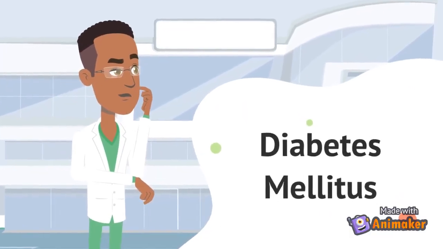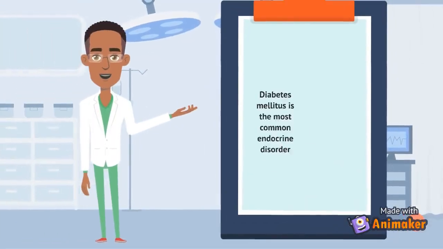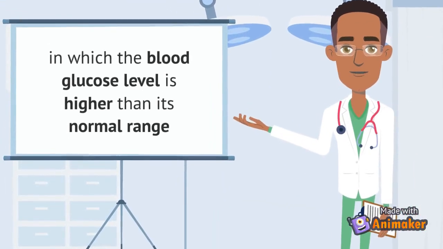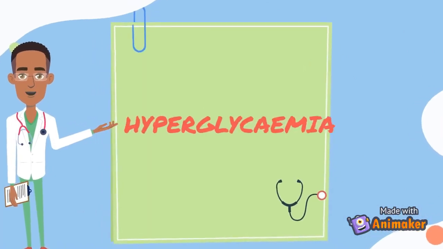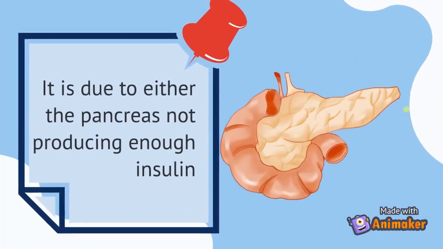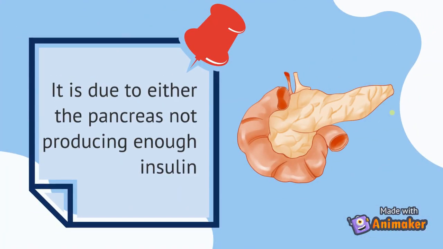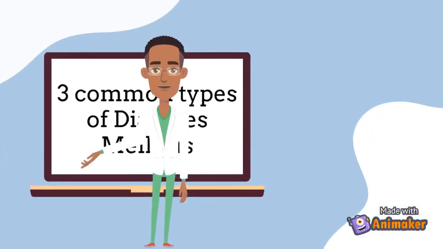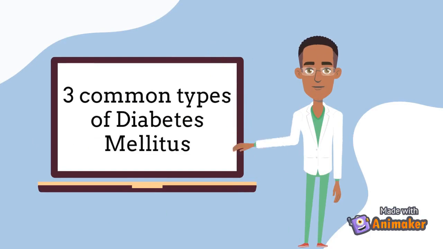But first, what is diabetes mellitus? Diabetes mellitus is the most common endocrine disorder in which the blood glucose level is higher than its normal range, also known as hyperglycemia. It is due to either the pancreas not producing enough insulin or the body not being able to effectively use the insulin it produces. There are three common types of diabetes mellitus.